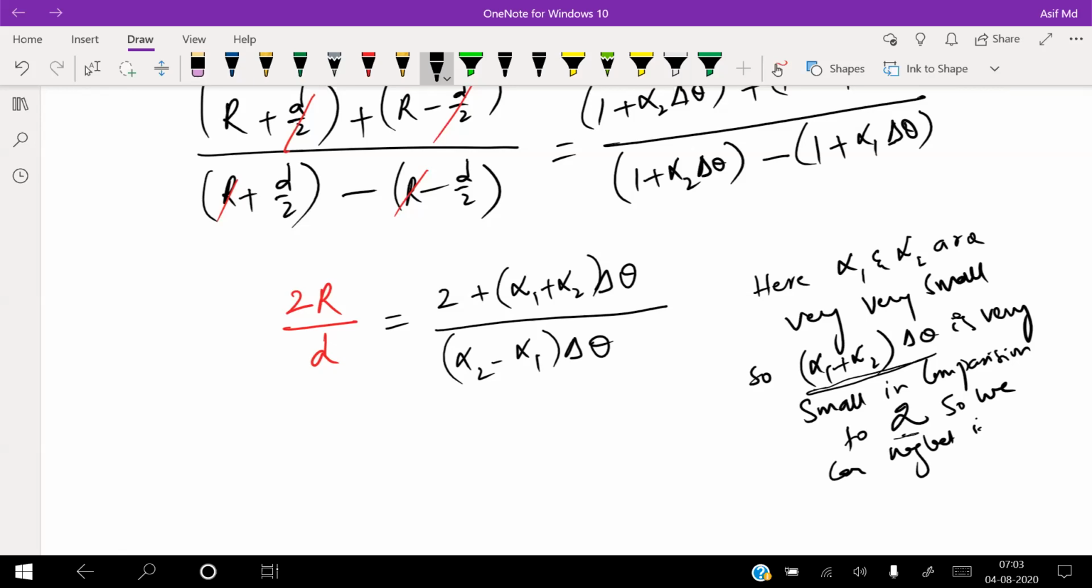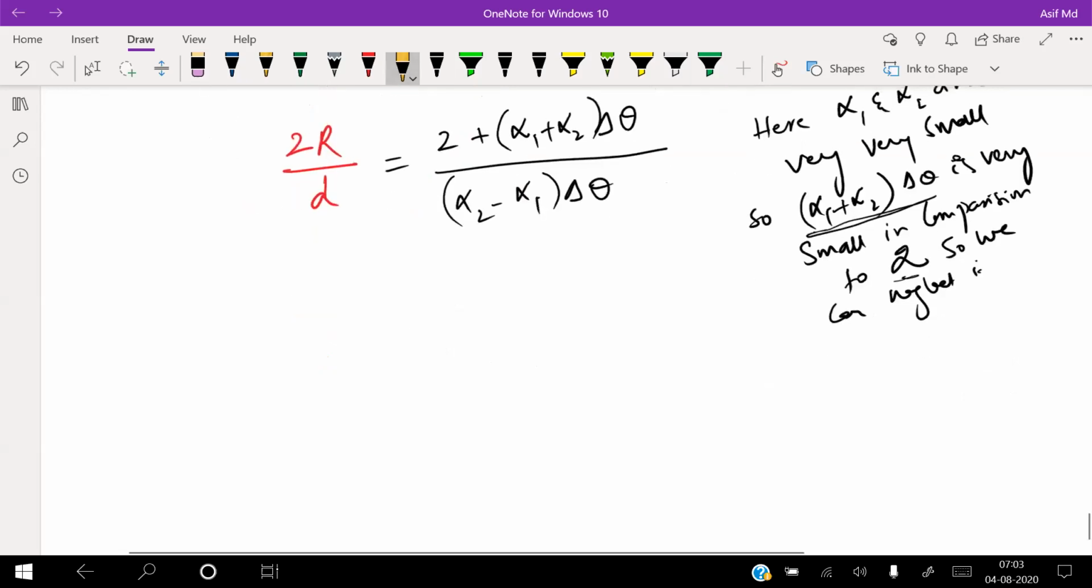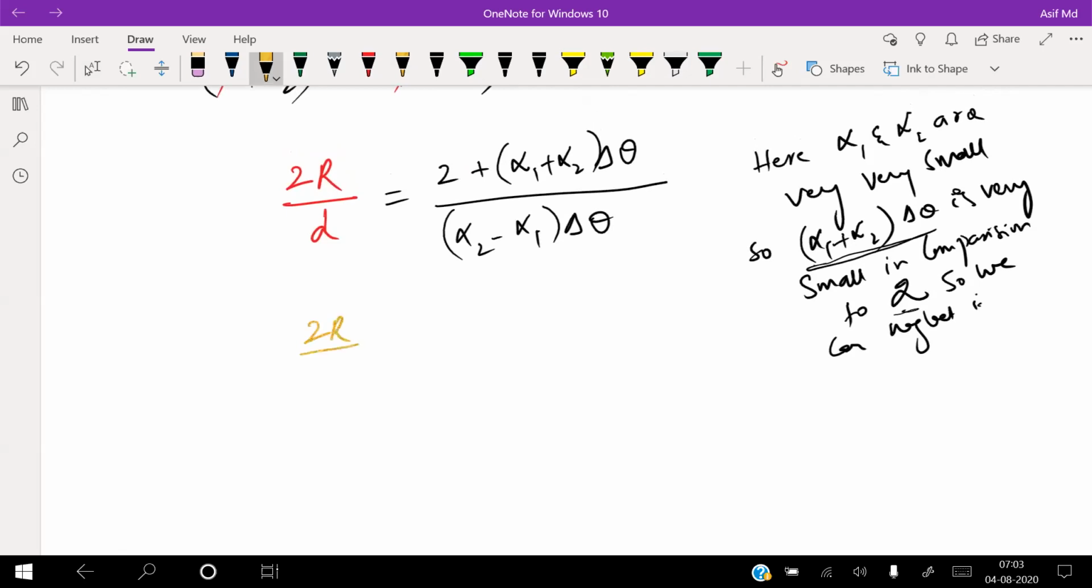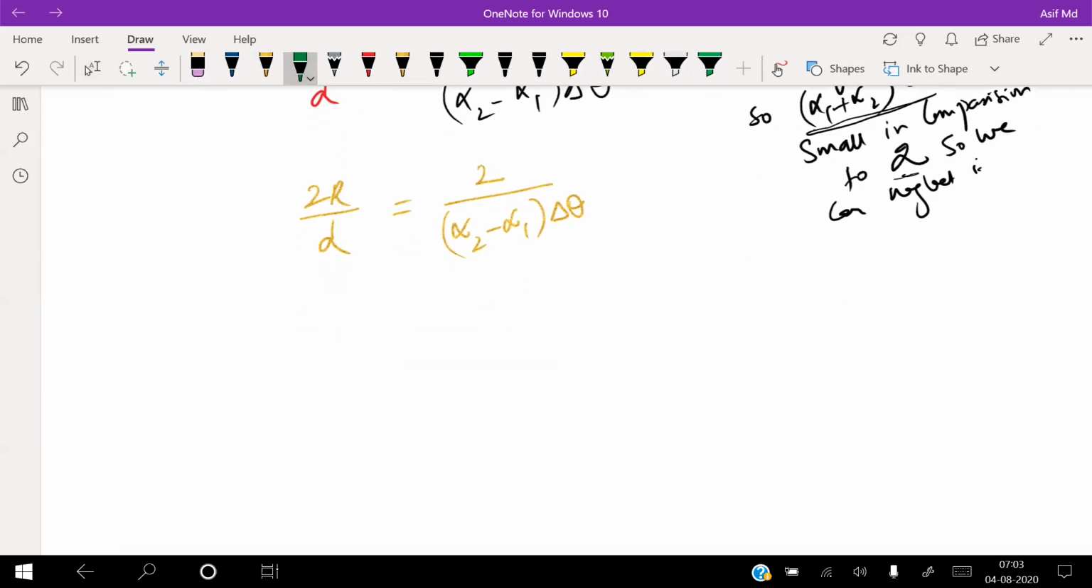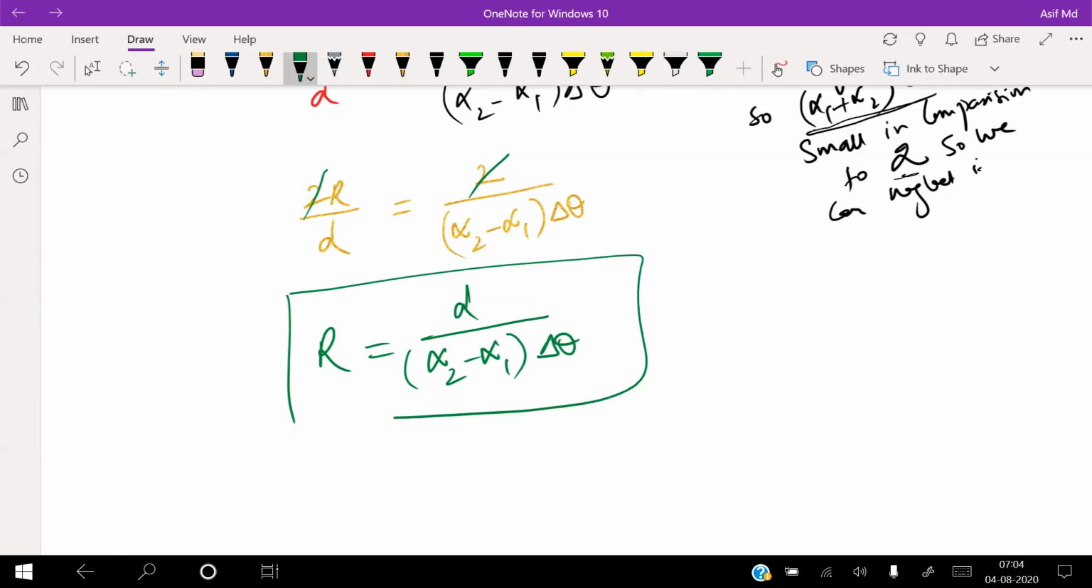So you can write that equation something like this. This will become 2r divided by d is equal to 2 divided by alpha 2 minus alpha 1 into your delta theta. That means the radius is coming out as, radius r is equal to, this 2 and this 2 will also get cancelled, r is equal to d divided by alpha 2 minus alpha 1 into your delta theta. This is the radius of curvature of your bimetallic strip.